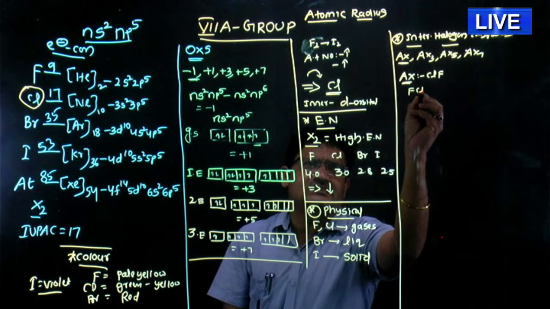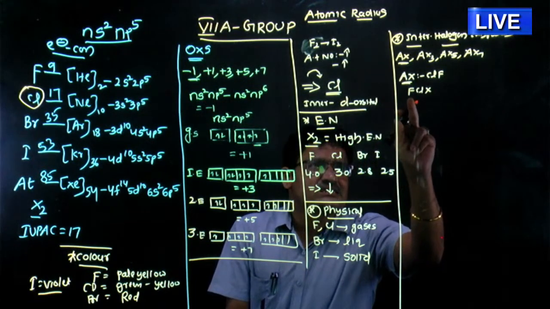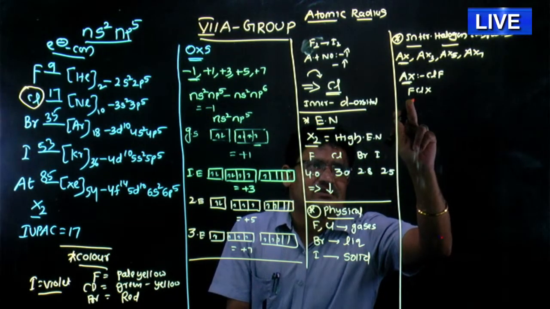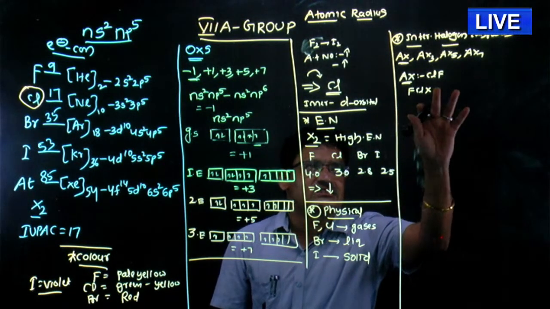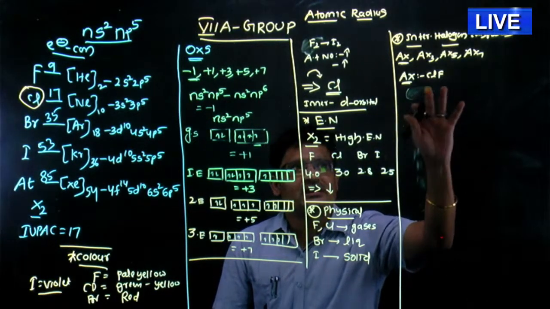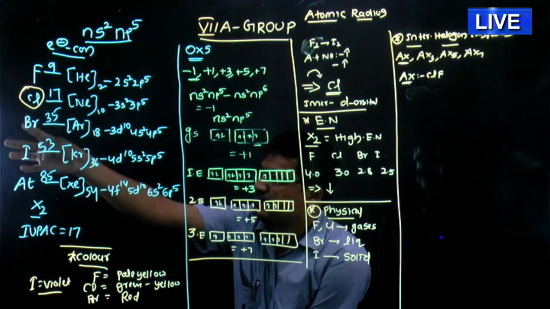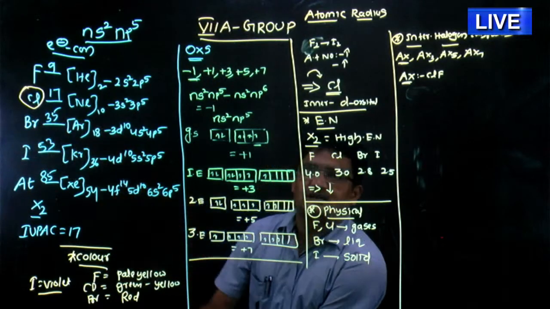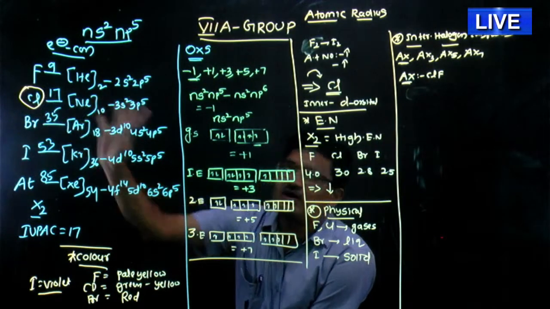FCl is not formed as an AX type like that. Why? Fluorine cannot be the central atom, due to its small size, absence of d orbitals, and high electronegativity. Except for fluorine, other elements can be central. That's why we have ClF, ClBr, ClI, BrI, IBr, BrCl, but not with fluorine as the central atom.